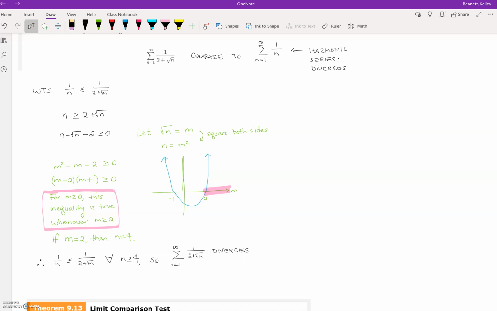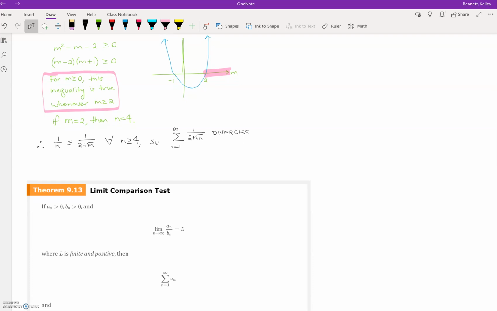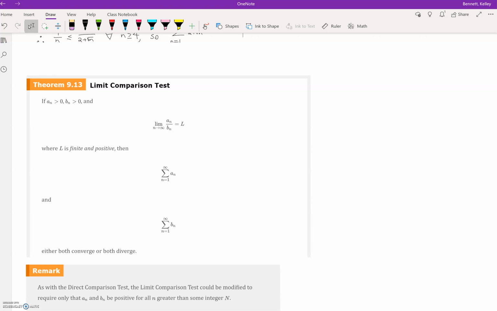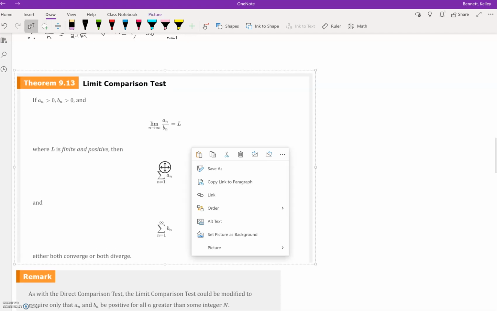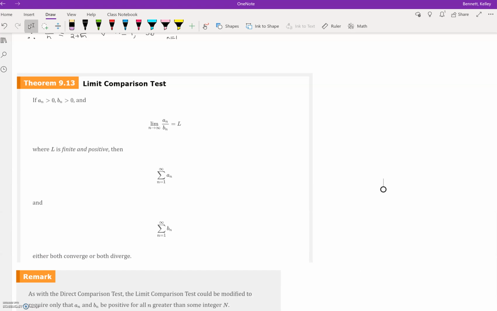All right, the next way we're going to compare series is through the limit comparison test. So here we don't have to say sequence A is less than sequence B. We just have to know that all the terms in both of the series are positive, and we also have to have that the ratio a sub n over b sub n, well, that limit is L, and L is not 0, right? So it's some number, it's not infinity, not 0. So that's really important. If you can do that, then they either both converge or they both diverge.